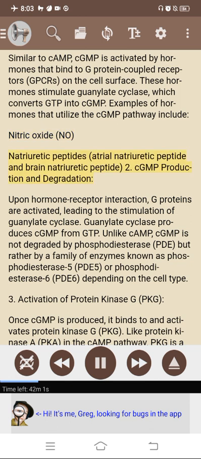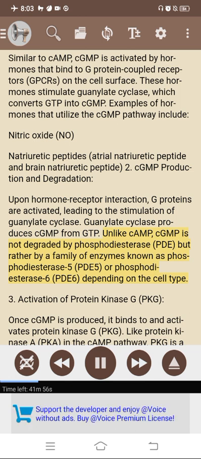2. cGMP production and degradation. Upon hormone receptor interaction, G proteins are activated, leading to the stimulation of guanylate cyclase. Guanylate cyclase produces cGMP from GTP. Unlike cAMP, cGMP is not degraded by phosphodiesterase PDE, but rather by a family of enzymes known as phosphodiesterase 5 (PDE5) or phosphodiesterase 6 (PDE6), depending on the cell type.